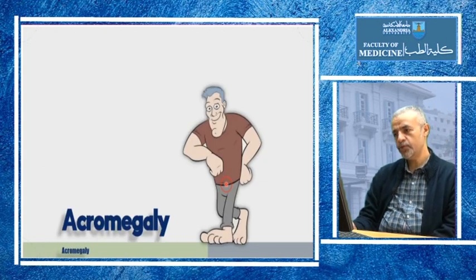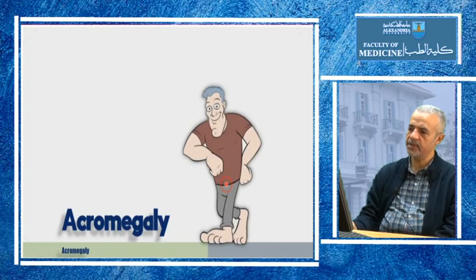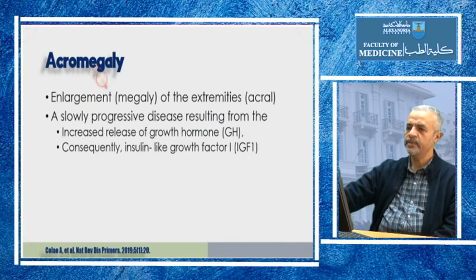The second syndrome of anterior pituitary hypersecretion is going to be acromegaly. By acromegaly, we are referring to enlargement of the extremities. Enlargement corresponds to the term megaly, and the extremities correspond to the acral parts.